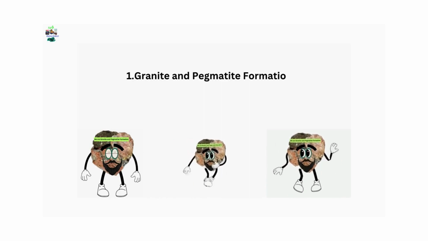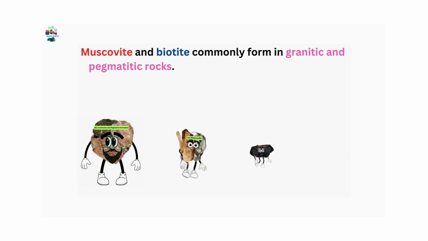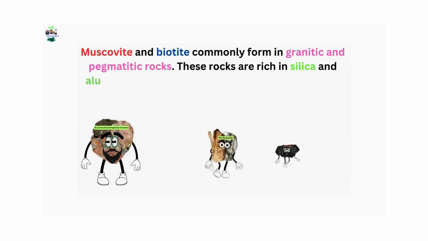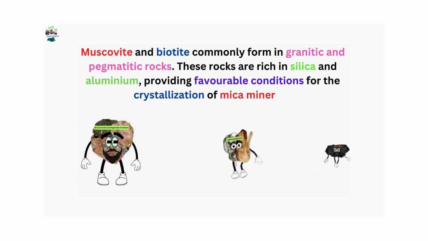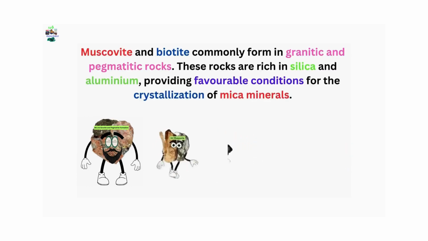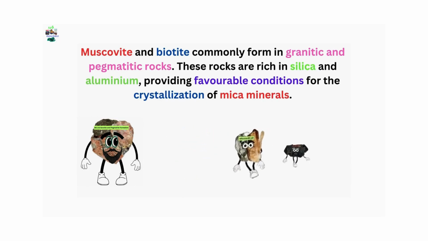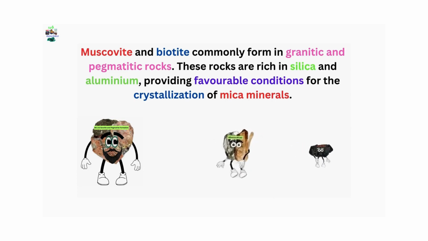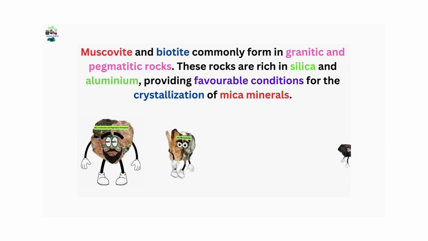The first and most important is granite and pegmatite formation. Muscovite and biotite commonly form in granitic and pegmatite rocks. These rocks are rich in silica and aluminium, providing favorable conditions for the crystallization of mica minerals. So, one of the paragenesis, or ways of formation, of the mica minerals is granite and pegmatite formation.